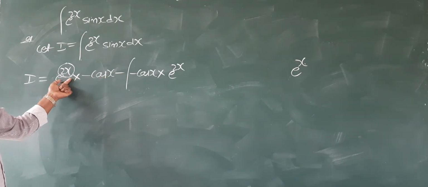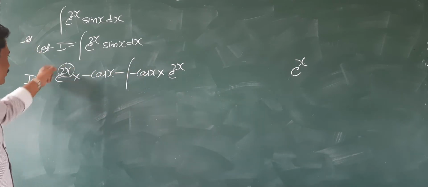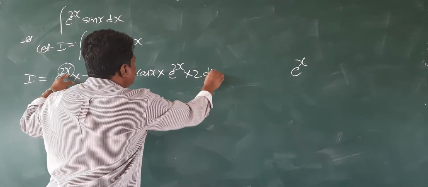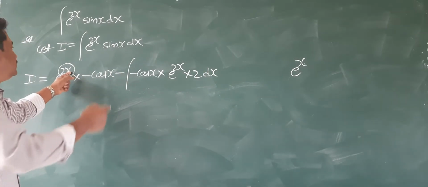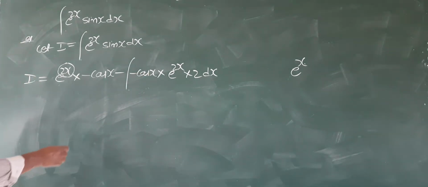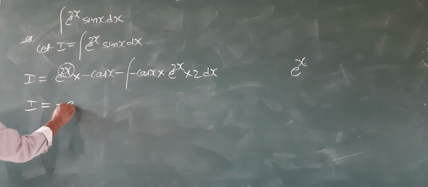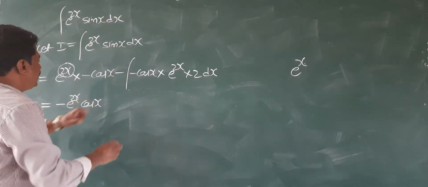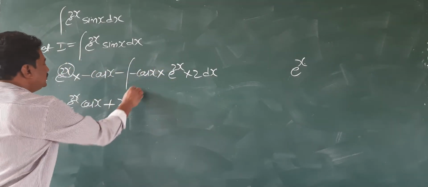Differentiate the first one. Differentiation of e power 2x is e power 2x. Again differentiate the power: 2x gives 2 into dx. 2 is a constant, so keep the 2 as it is. Differentiation of x is 1 into dx. So write: I equals minus e power 2x cos x, minus into minus plus. Write the 2 constant outside.